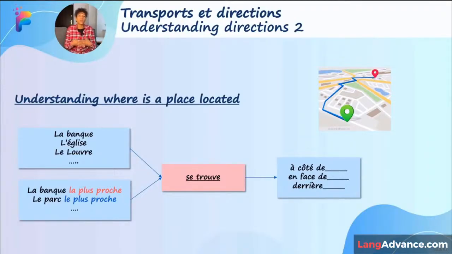Then we can add la plus proche or le plus proche when you want the nearest location. Par exemple, la banque la plus proche se trouve à côté de. The nearest bank is located next to. Or, le parc le plus proche se trouve en face de. The nearest park is located in front of.